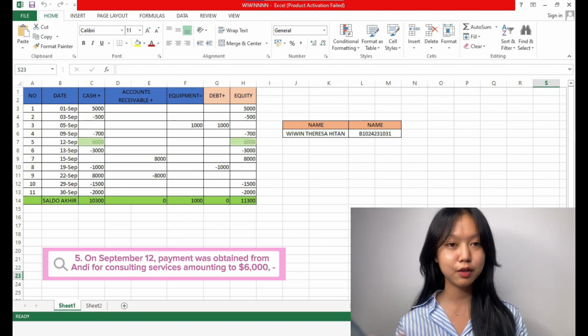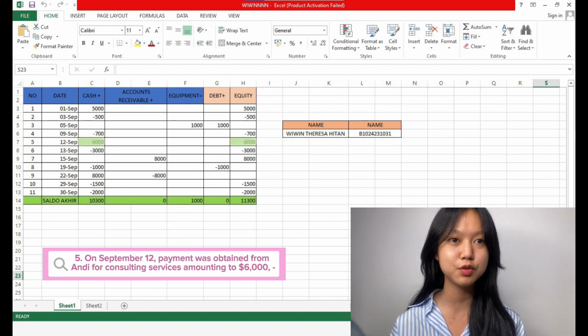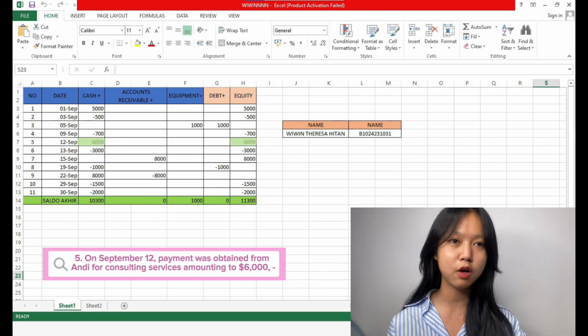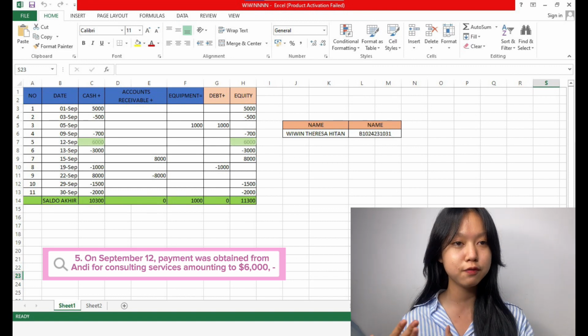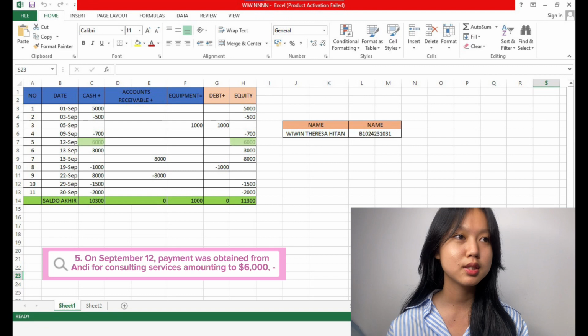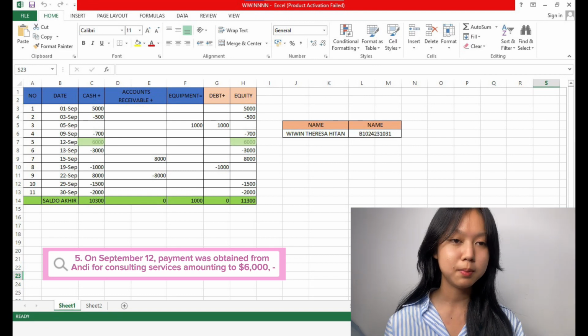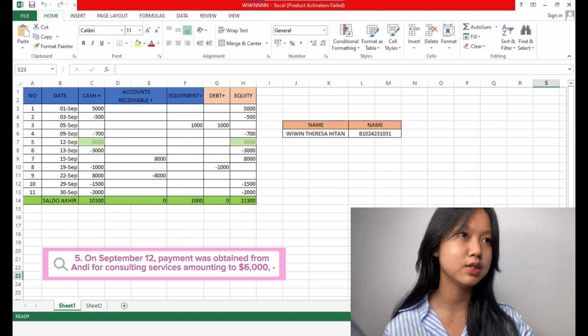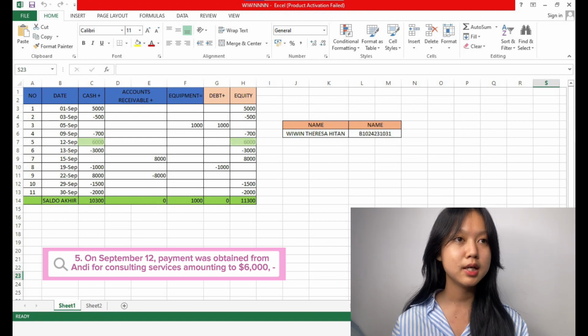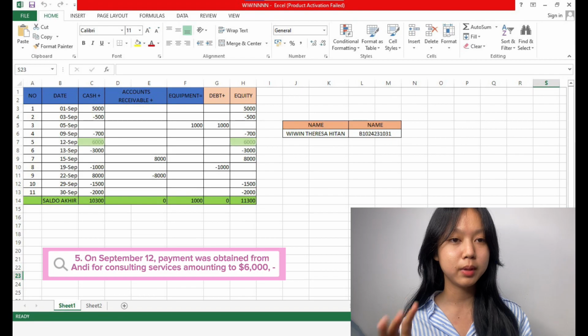So moving on to the 5th accounting transaction, which is on the 12th September, there is a payment obtained from Andy for consulting services amounting to $6,000. So on the table, we put it on a cash account and also on an equity account. Because obviously, we received a payment from Andy.